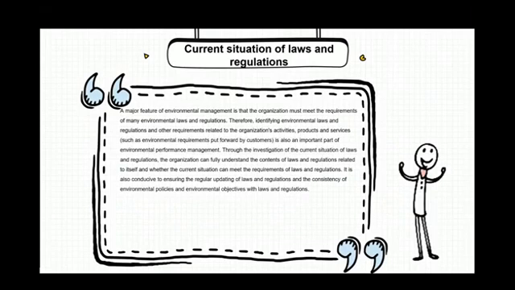A major feature of environmental management is that organizations must meet the requirements of many environmental laws and regulations. There is a need to establish a systematic approach to this work. The current state of laws and regulations, and the alignment of environmental policies and environmental goals with laws and regulations.